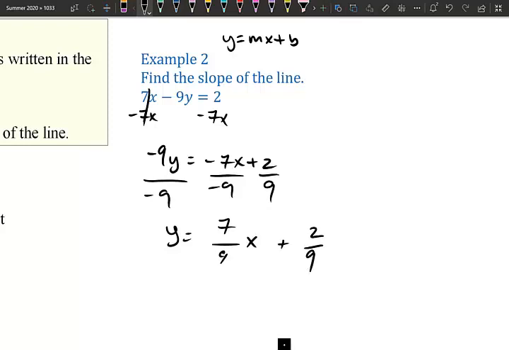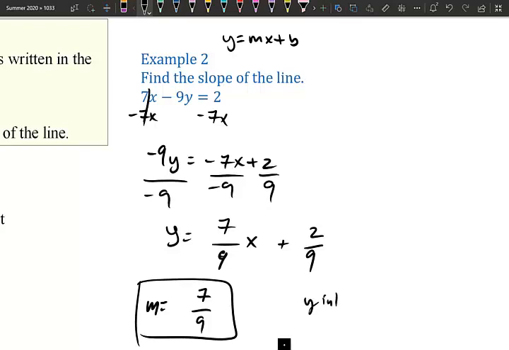So the slope is always the number with the x. So that means our m is 7 over 9. The y-intercept, let's just do it, why not? The y-intercept is (0, 2 over 9). Now if you were to graph this, for the y-intercept you use decimals. But the slope, that would be up 7, right 9.